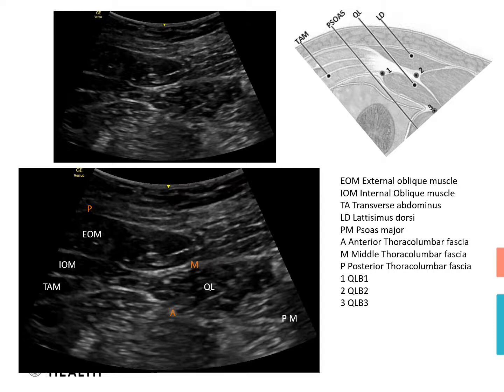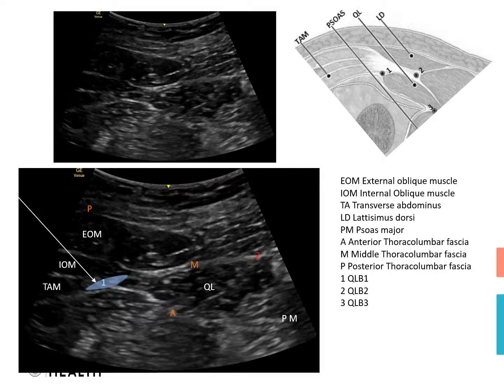Depending on practitioner preference, the following blocks may be performed. Type 1 block or lateral. The needle is placed at the point where the quadratus lumborum muscle and anterior abdominal muscles meet. This is located at the anterolateral edge of the quadratus lumborum muscle. Local anesthetic is deposited superficial to anterior TLF and transversalis fascia.